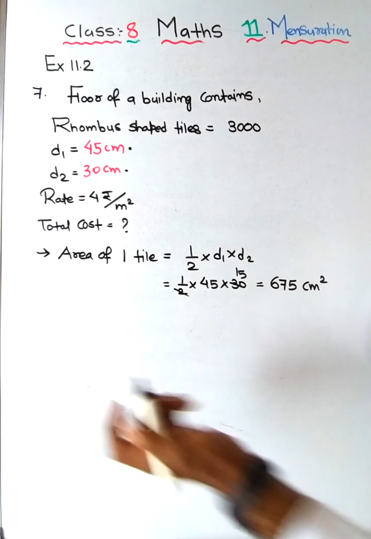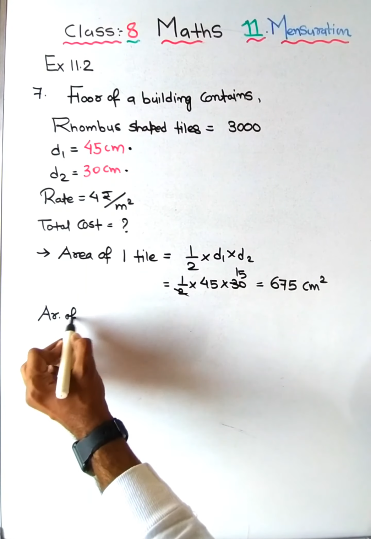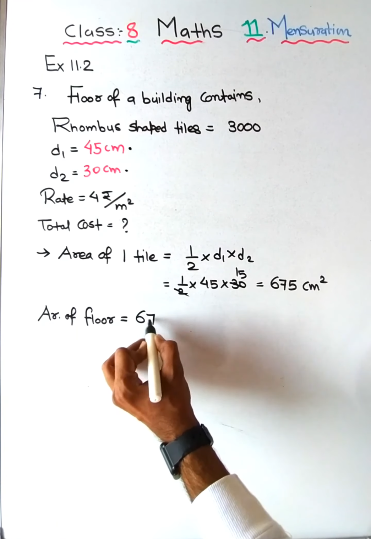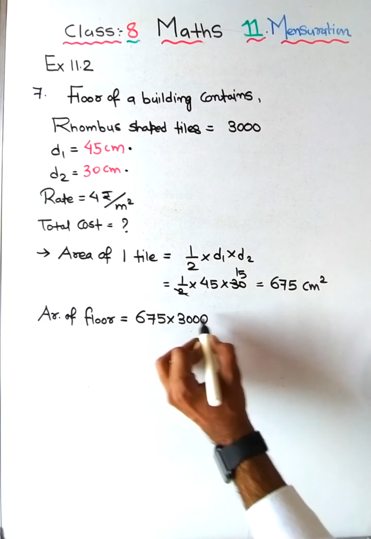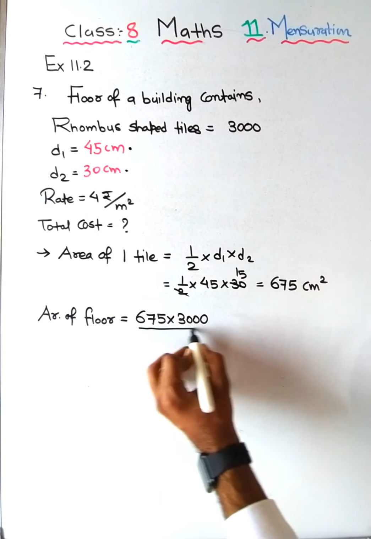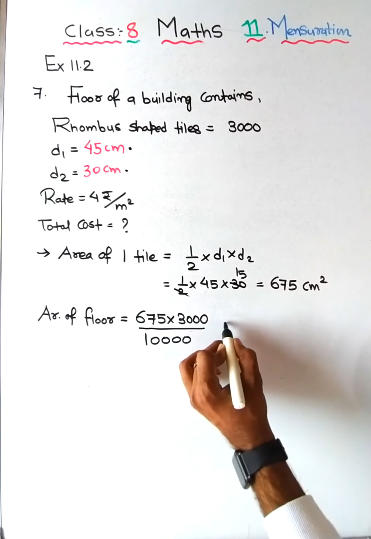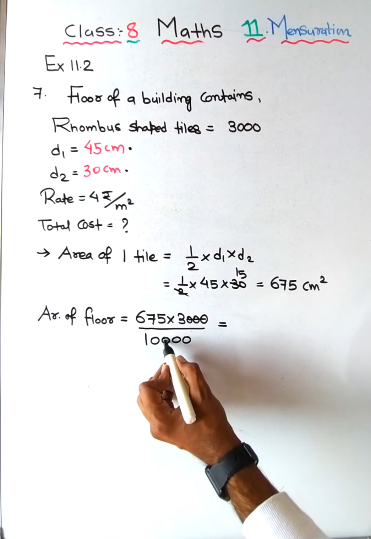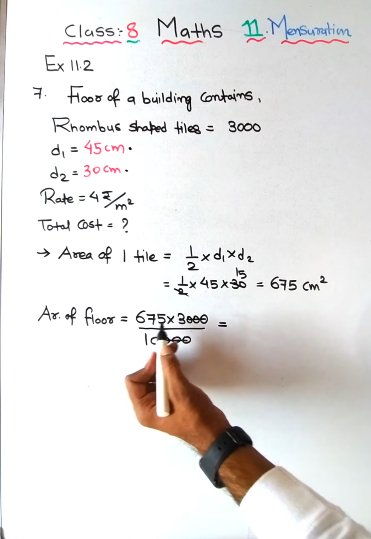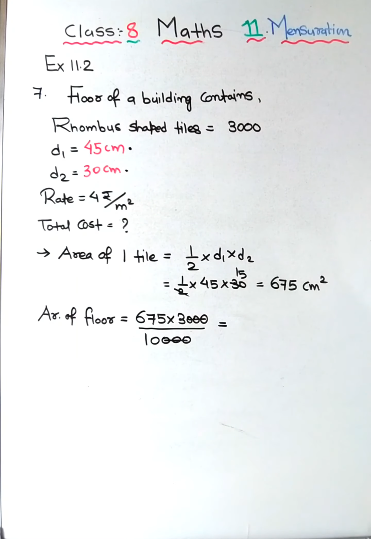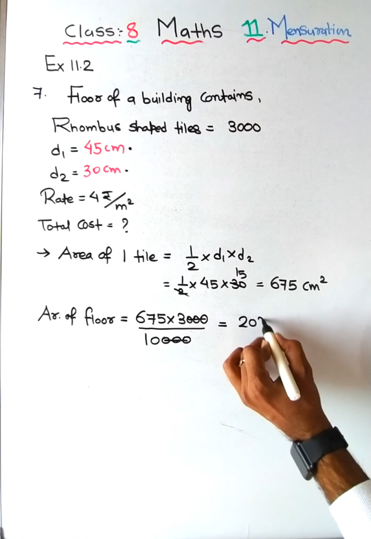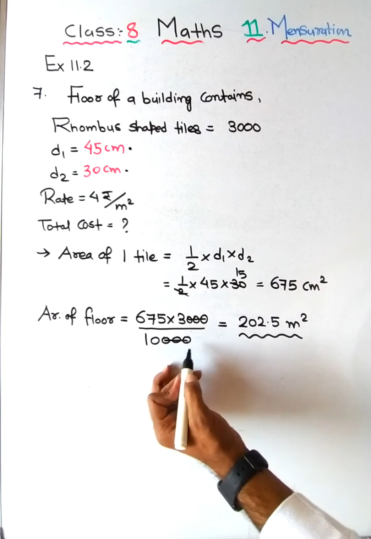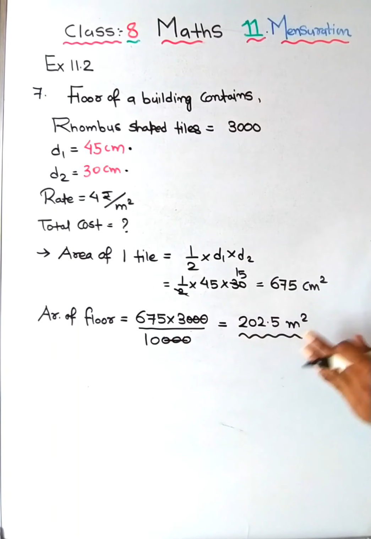We have to find out the area of the floor. Area of floor equals area of one tile multiplied by 3000. Now if you divide the same by 10,000, you will directly get the answer in meter square, right? So cancelling 3 zeros, 675 into 3 upon 10. That will give you 202.5 meter square. Remember why we divided by 10,000? To convert centimeter square into meter square.